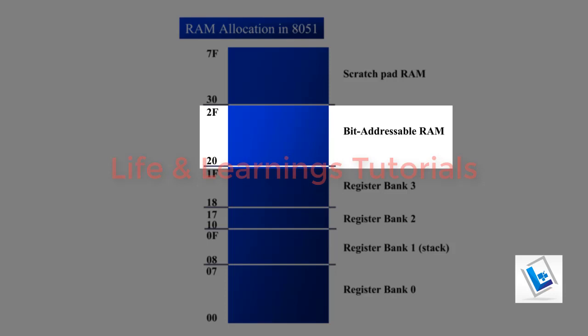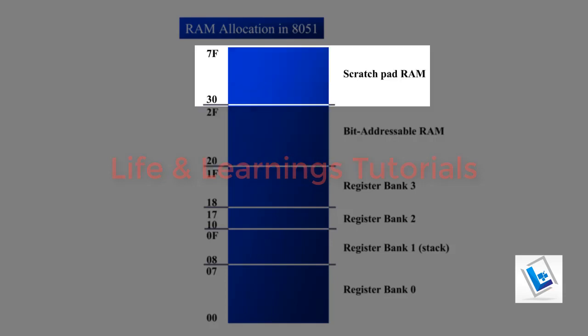We have a bit addressable RAM area starting from address 20H and ending at address 2FH. These 16 bytes can be accessed in bitwise mode, so we have a total of 128 bits in this area which we can set and clear. The last section of 8051 RAM is also known as scratchpad or the general purpose RAM area. This area is mostly used to store the operands during the operation.